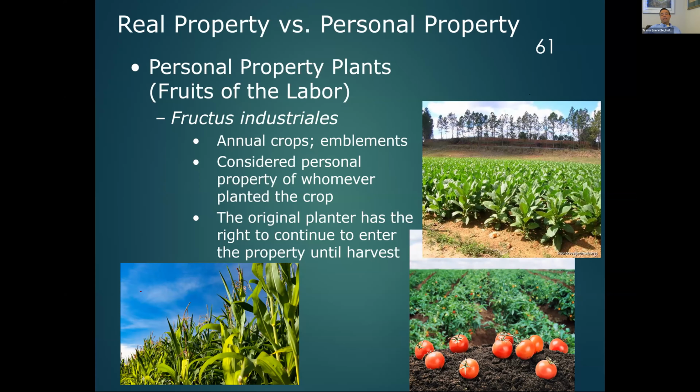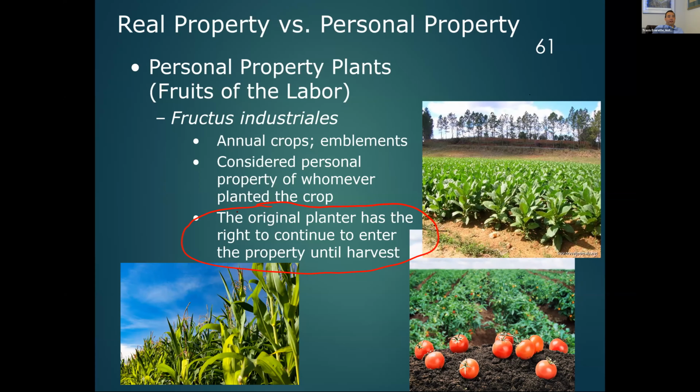Here's where it gets really interesting. Look at this last bullet point right here. Because normally when we think of personal property, we say, well, yeah, it's yours, but you've got to take it with you before we close. What does this say about this kind of personal property? They don't need to take it with them. They can continue until they've gotten all that they need from it. That's exactly right. They don't have to take those plants with them.